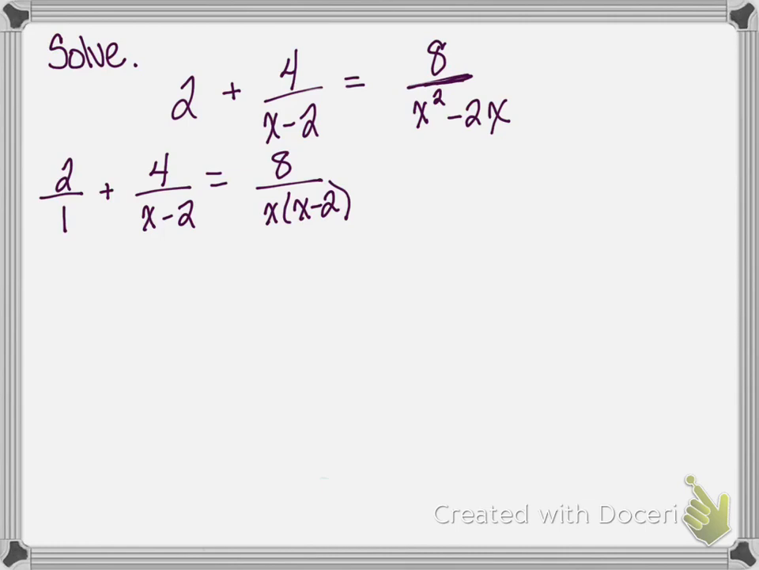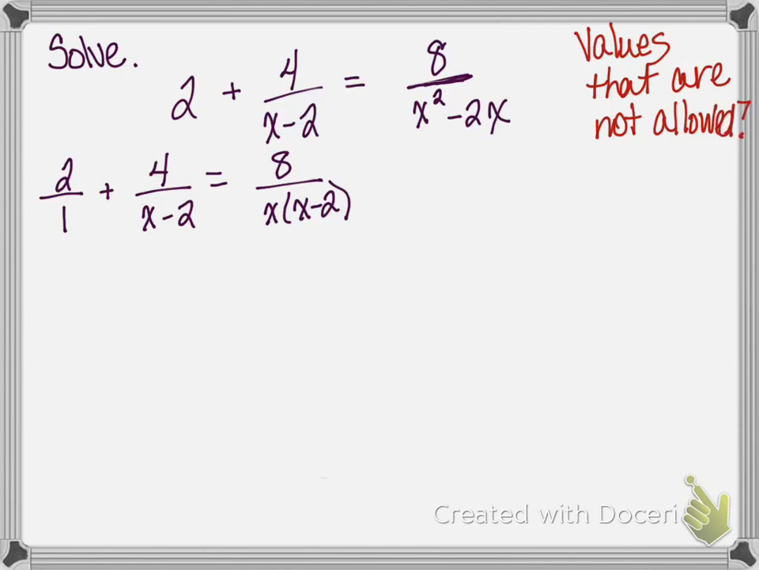Now, I need to find out my values that are not allowed. Those are my undefined values. Values that are not allowed are undefined. It makes the entire problem undefined if I get certain values. How do I determine that? What do I set equal to 0?